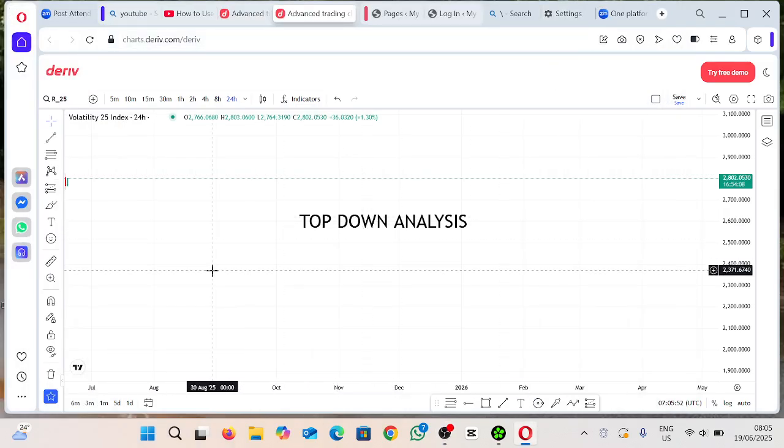Good day, guys. My name is Vectors, and in today's lesson, I'm going to be explaining top-down analysis. It's also known as directional bias: knowing your trend, where the price is coming from, where it's going to, and how you can follow the trend. So, first of all, my name is Vectors, and I trade synthetic indices.